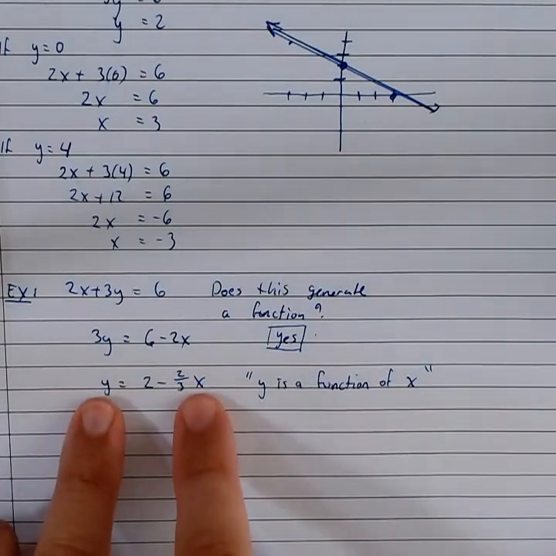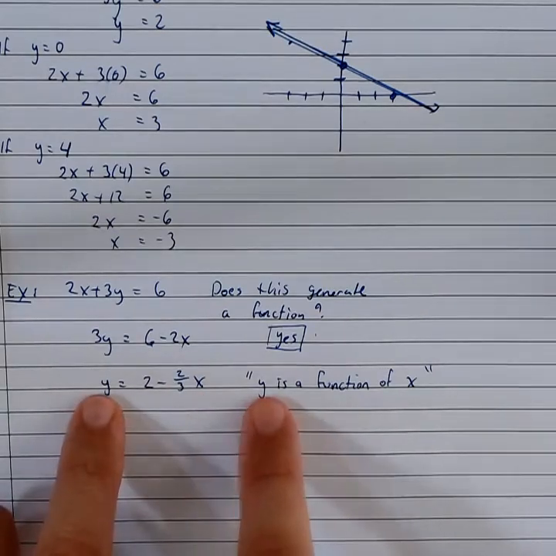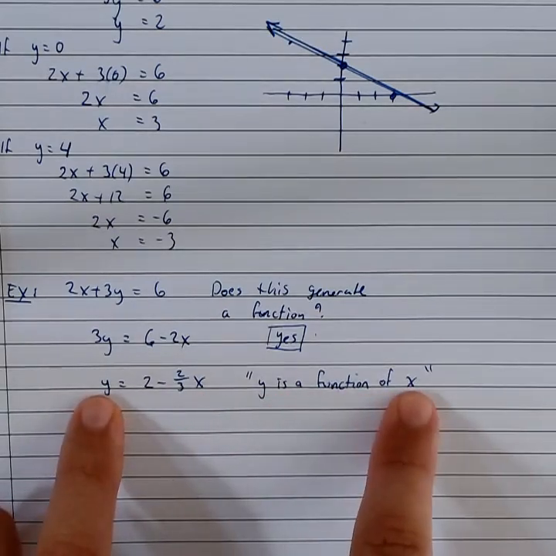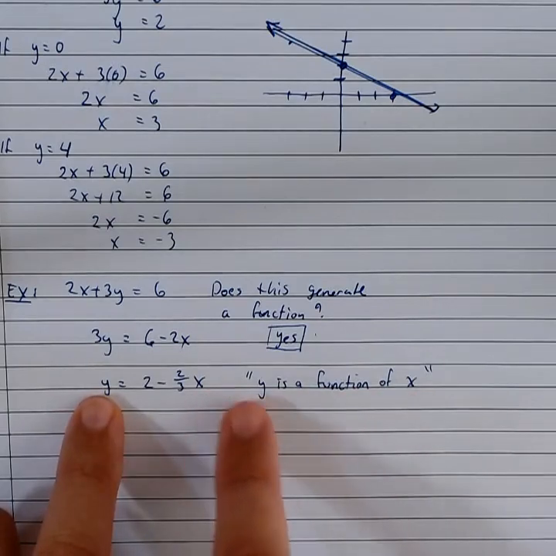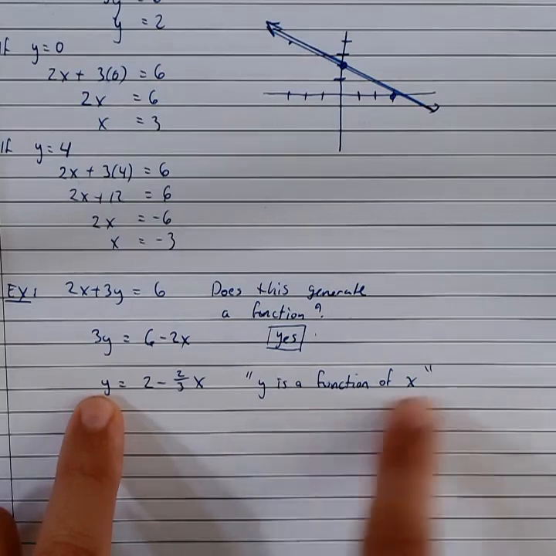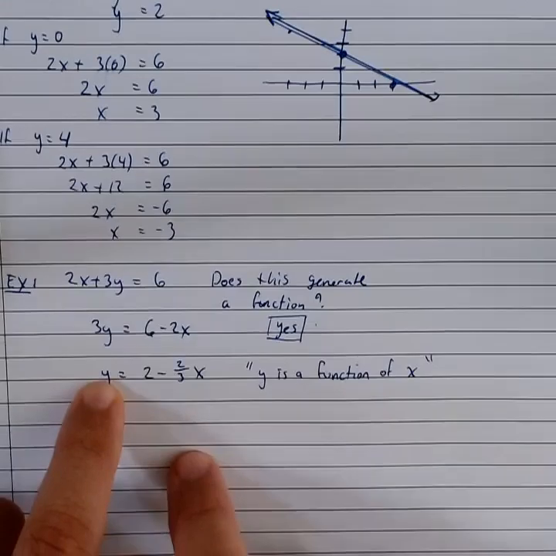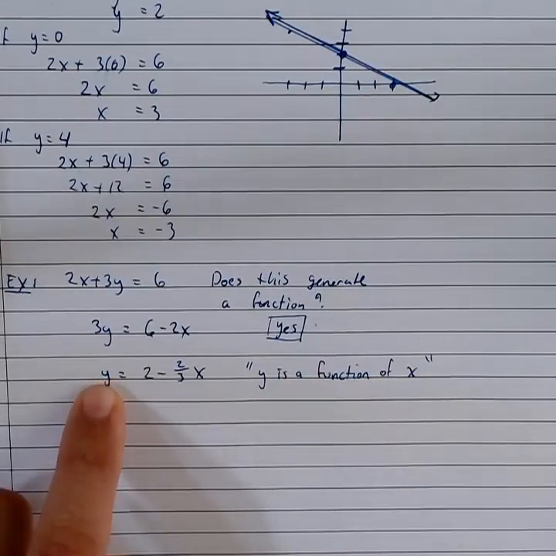These variables don't have to be x and y. You could switch them, or you could use a and b. So here the language does change sometimes depending on your variables. You can say a is a function of b, r is a function of s, or whatever variables you happen to choose for that problem. However, y and x are the most common ones.